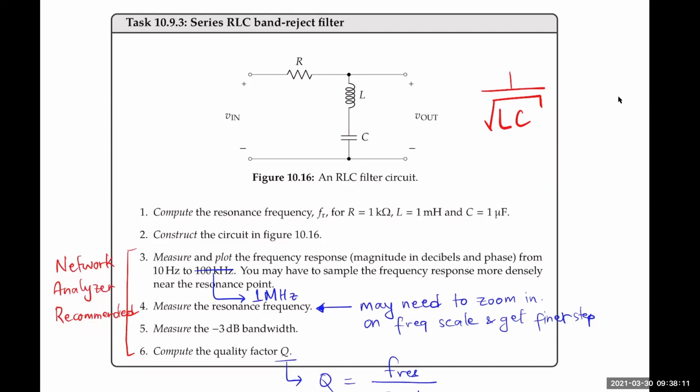Specifically, to find the resonance frequency, you may need to zoom in on the frequency scale and take finer steps because the function is very dynamic at that point, and there's a lot of changes happening. So you need to get much finer resolution of frequency to see the resonance frequency properly.